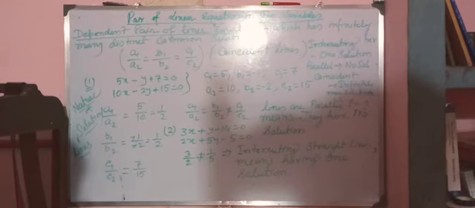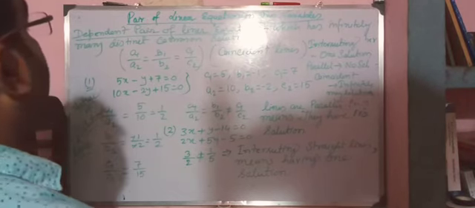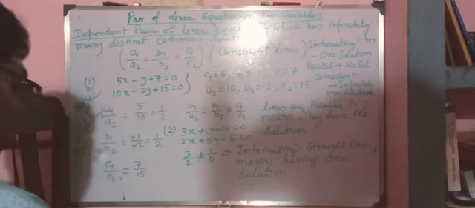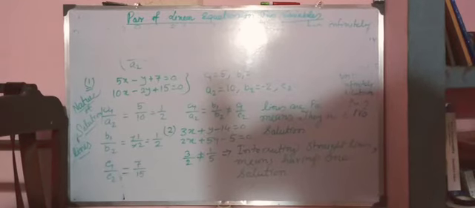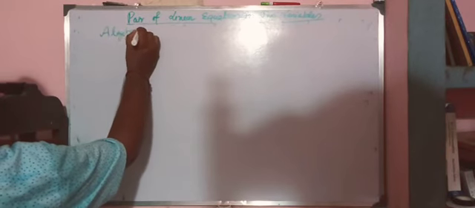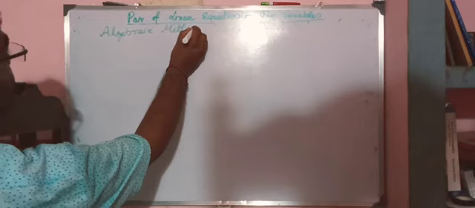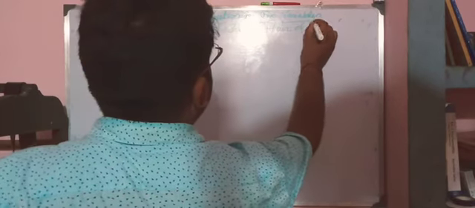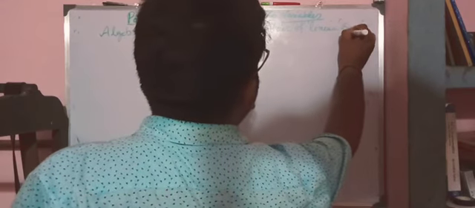Next, move to the main thing of this chapter, pair of linear equations in two variables, and that is the algebraic method of solving a pair of linear equations. Algebraic method. Now there will be three methods.